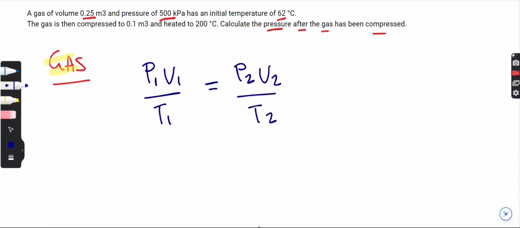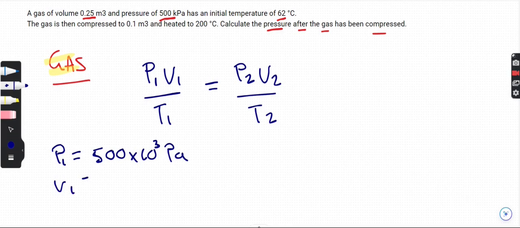P1 is the pressure before we do anything. So P1 is going to be 500 kilopascals times 10 to the 3. That's P1. V1 is 0.25.